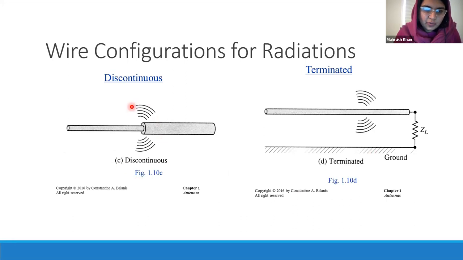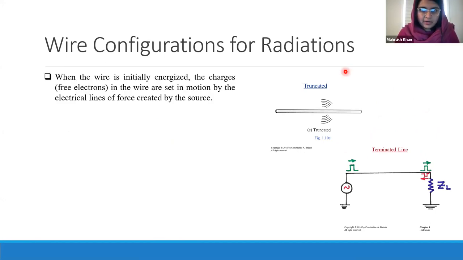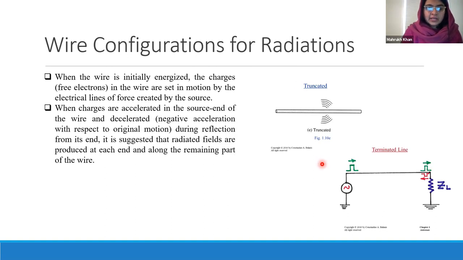Similarly, this is a discontinuous wire. There is also radiation here. This is a terminated wire. Terminated wire means that it has a finite length, which is terminated with some ZL. So there is also a radiation here, even if it's a straight wire. But this is a truncation, that's why it sees a disruption. If we have a truncated wire, it will again act like the equivalent circuit scenario we were having. So if we send a signal, it will also be reflected back. So there will be acceleration or deceleration of the charges that can produce a radiation, okay.